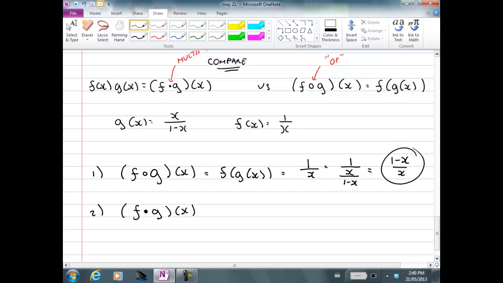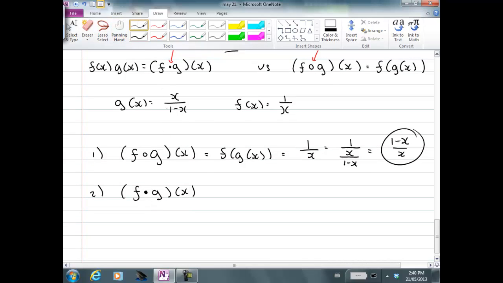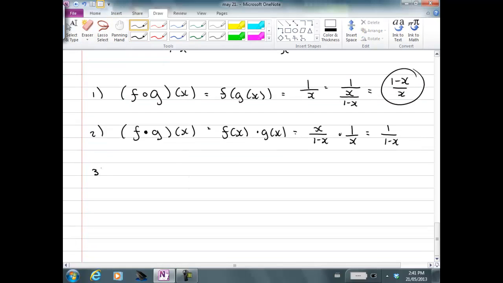Okay. Look at the second one. The second one says times. See, there's a huge difference between the two. This is f of x times g of x. So this is 1 over x times x over 1 minus x. And if I did this, notice the x cancels out. So you have 1 over 1 minus x. There's the difference. That was still too easy. It's not challenging enough yet. 3.